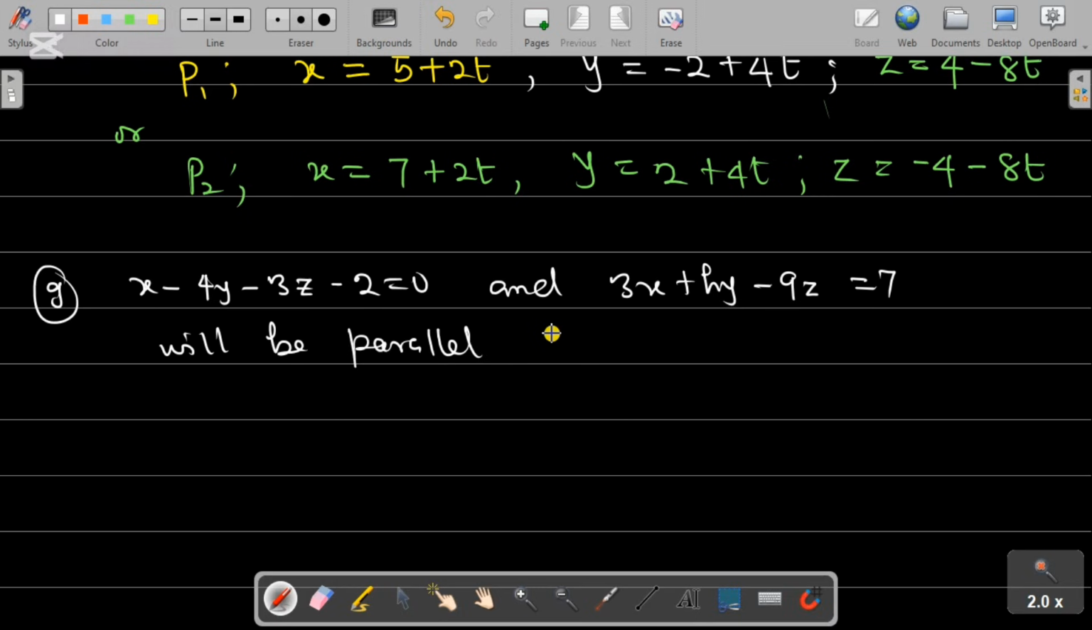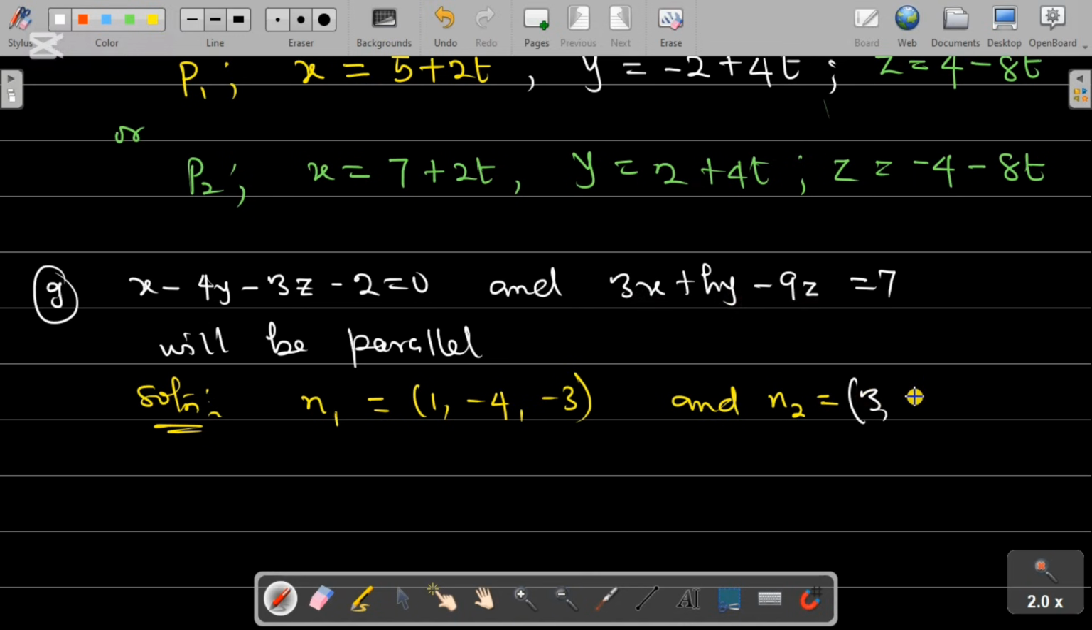So in other words, all you need to do is to extract the normal vectors for these two planes. And how did I teach you to extract the normal vectors of a plane? I said you should just pick the coefficients of x, y, and z. So for the first plane, the normal vector, let me call it n1, is equal to 1, minus 4, minus 3. That's the coefficient of x, y, and z. And then the normal vector for the second plane, they called it n2, is equal to the coefficients of x, y, and z here, which are 3, h, and minus 9. And you are done. It's not a big deal.